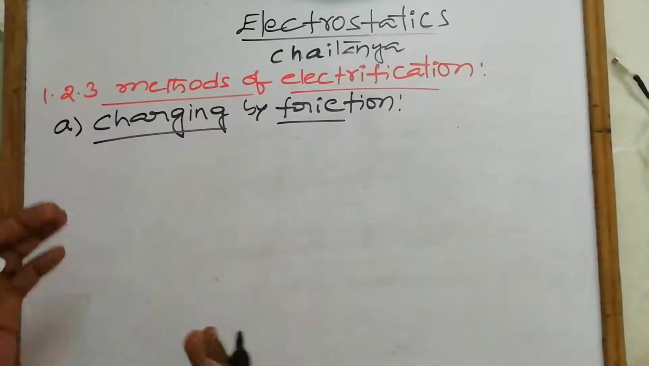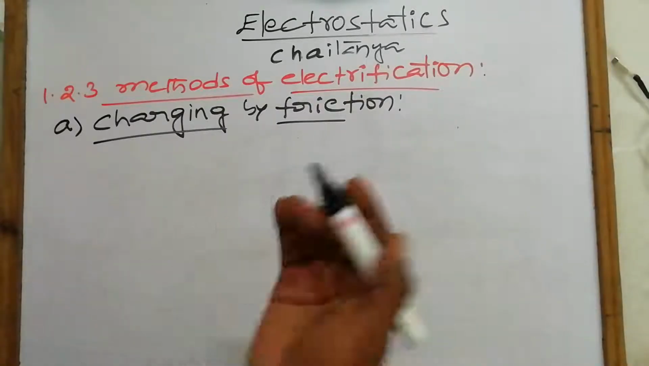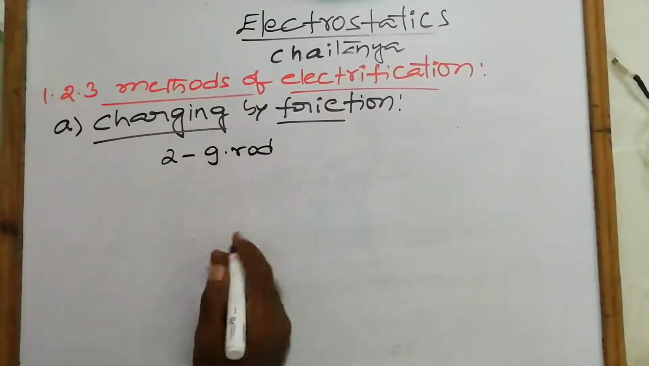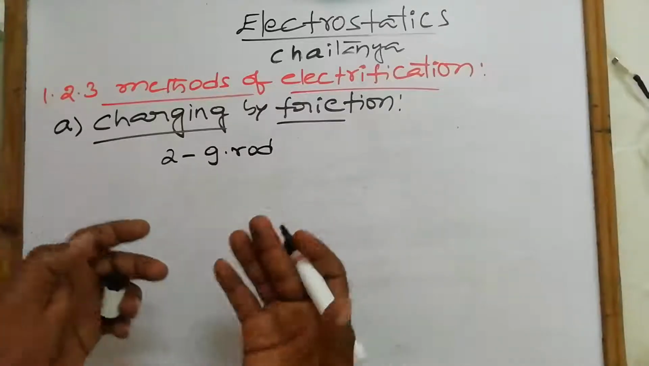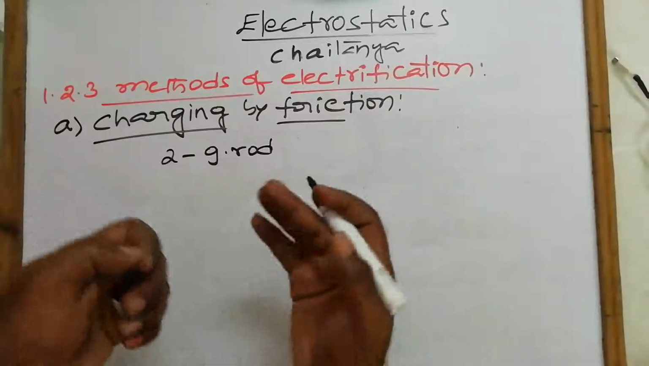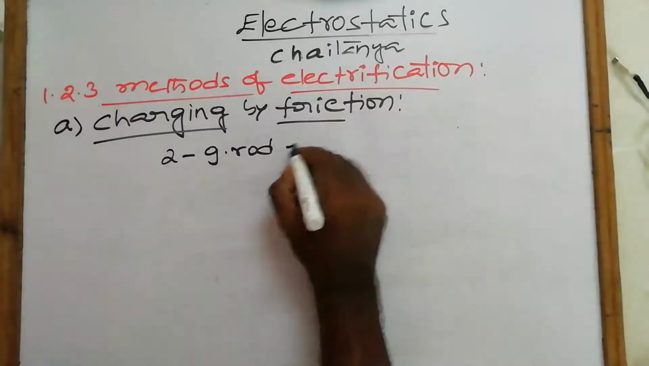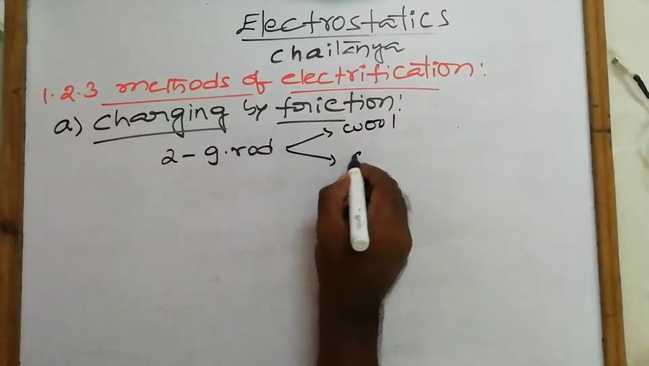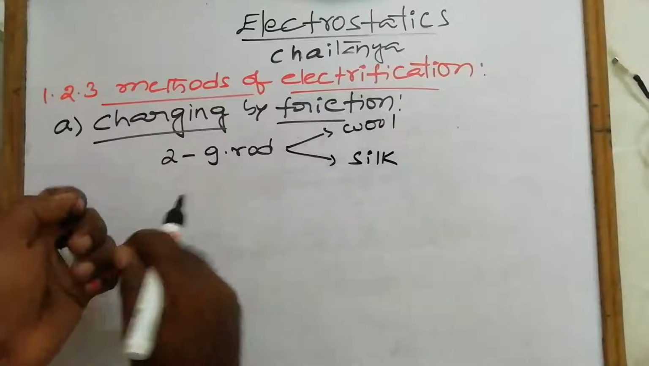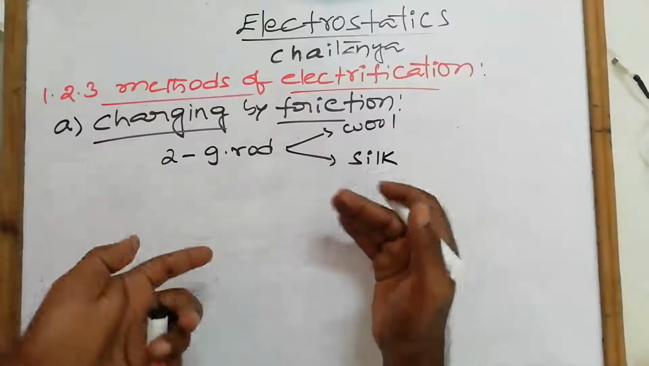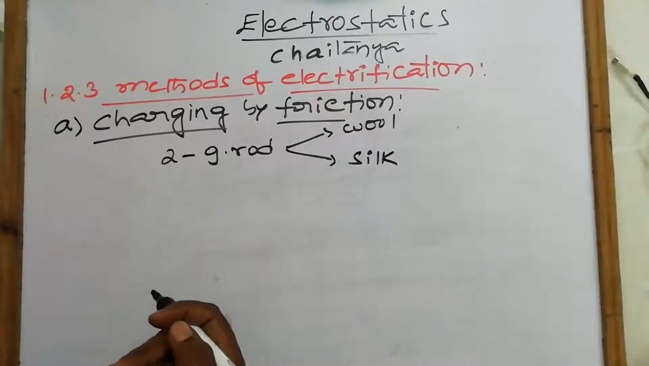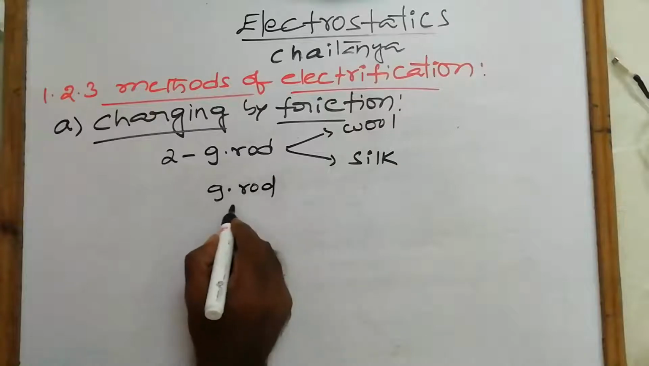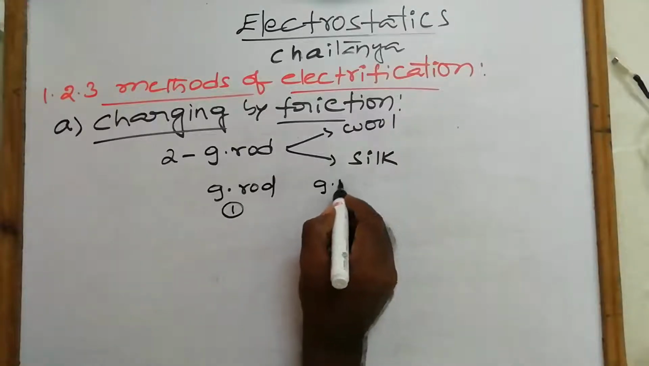Let us consider two glass rods, and these glass rods are rubbed with some material. What is the material with which the glass rods are rubbed? One glass rod is rubbed with wool, and another glass rod is rubbed with silk. You can rub the two glass rods with either silk cloth or wool cloth. These are glass rod 1 and glass rod 2.